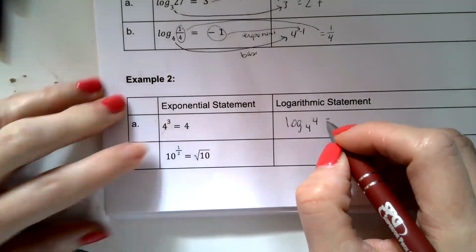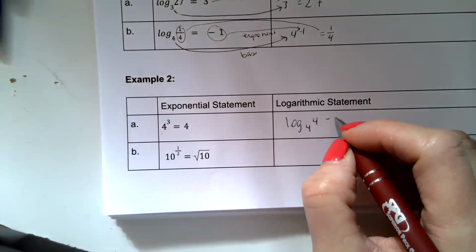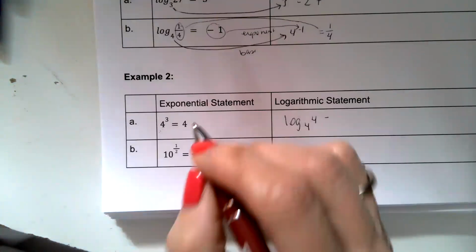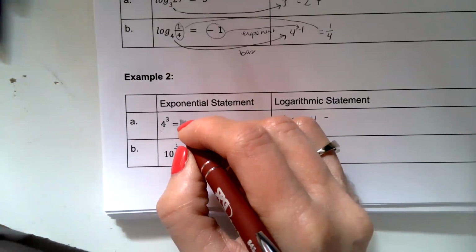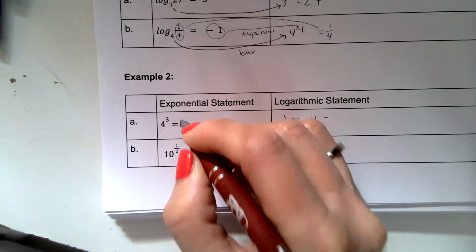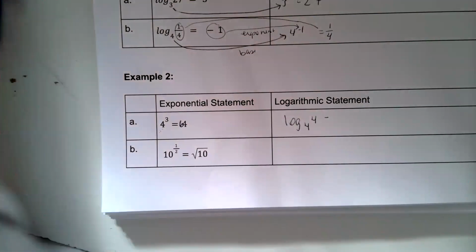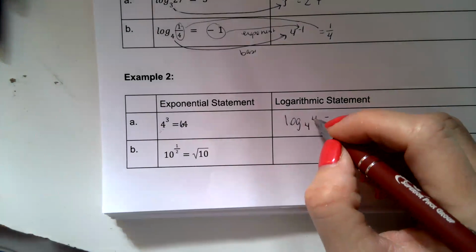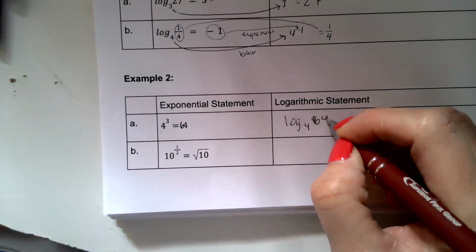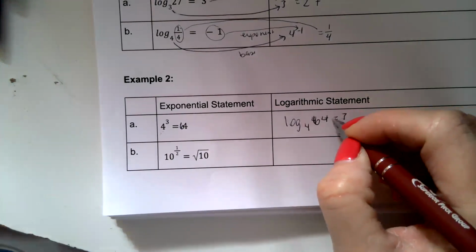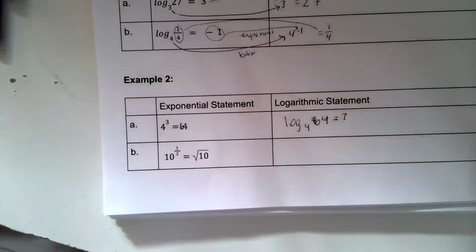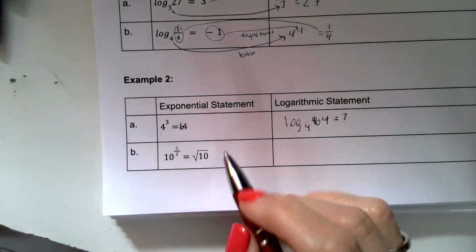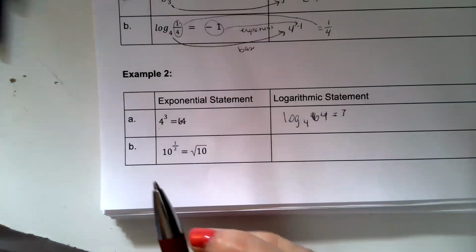equals 64. That's a typo. That should say 64. Log base 4 of 64 is 3, because 4 to the third is 4 squared is 16 times 4 is 64. That should say 64. On your notes, it'll say 64.